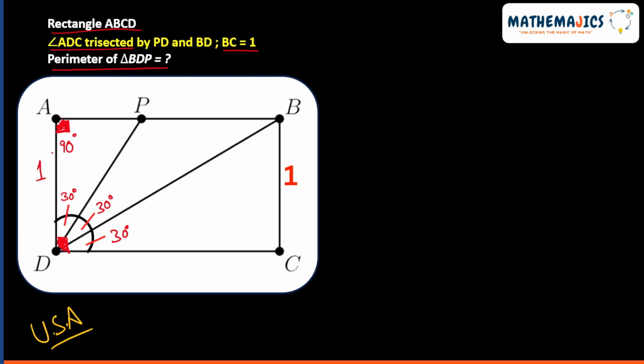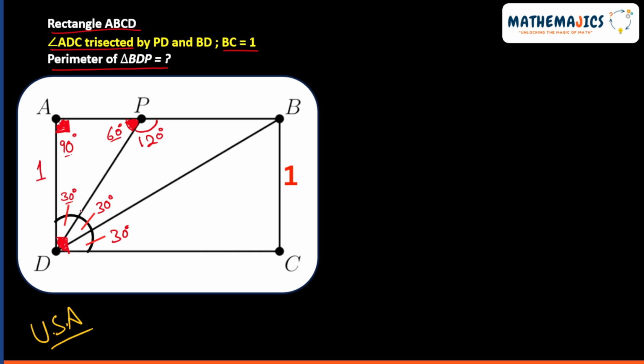Now in triangle DAP, 90 and 30 is already there. So what will be this angle? This angle will be 60 degrees. Why? Because the sum of three angles of a triangle is 180 degrees. Now point P is lying on the side AB on a straight line. So if this is 60 degrees, this will be 120 degrees because 120 plus 60 gives us 180.